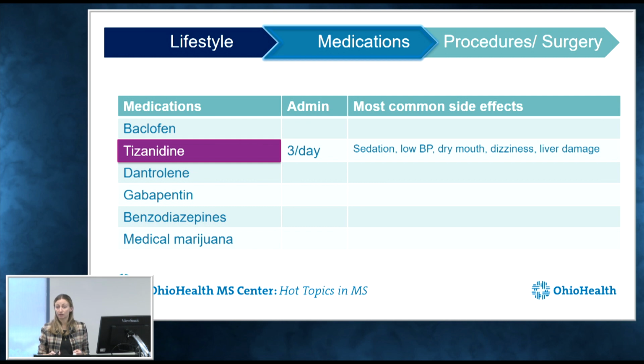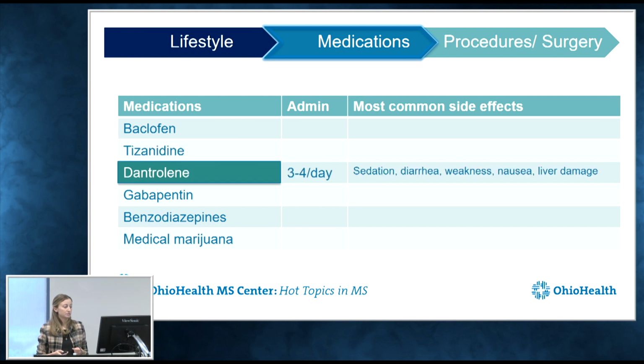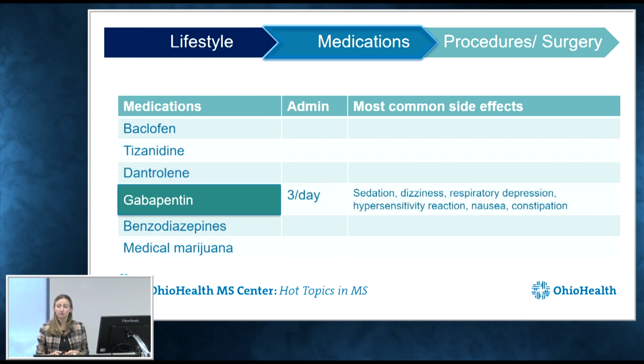Tizanidine is another muscle relaxer that can be given 3 times a day and has some similar side effects, as well as dry mouth, and some liver damage is possible, so we would monitor that. Dantrolene we use less commonly, but it can also cause sedation, weakness, nausea, and liver damage. Gabapentin is a medicine we use commonly, but we're also prescribing it a lot for neuropathic pain. So nerve-type pain that's burning or tingling, we commonly use gabapentin for, but it's also used off-label for spasticity, and has some of those similar side effects we've seen with these other medicines.